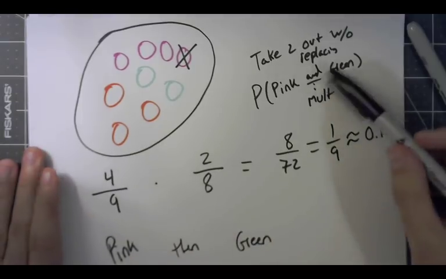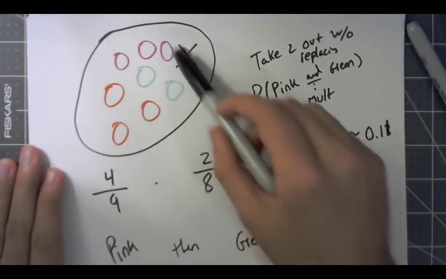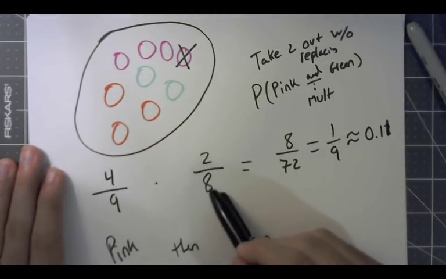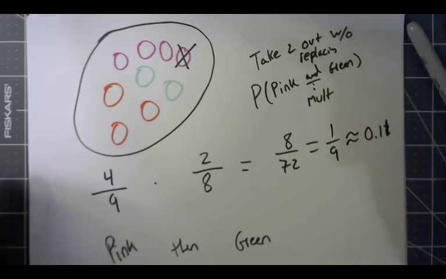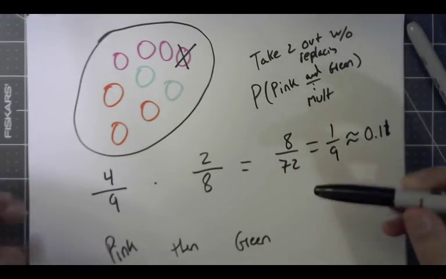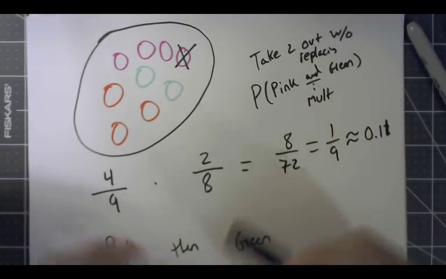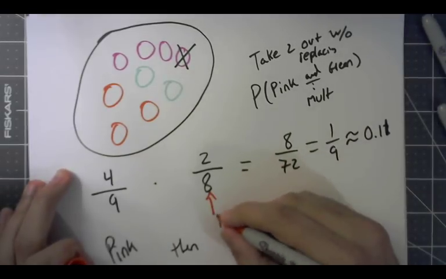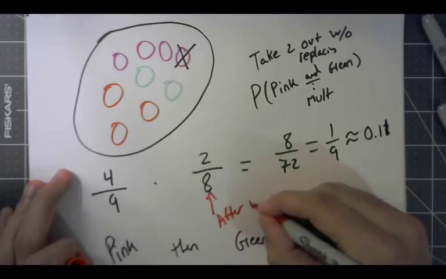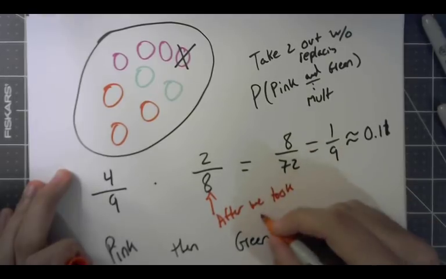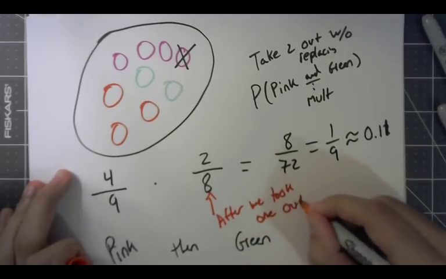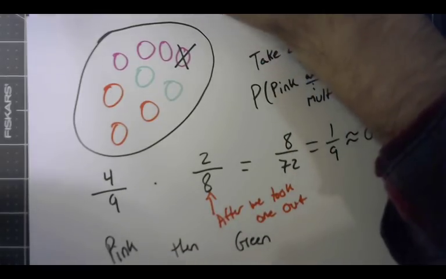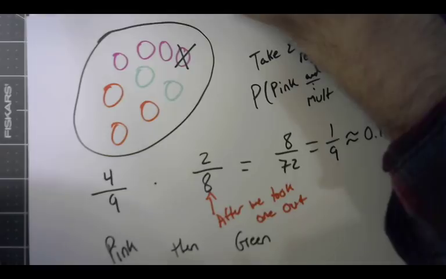So we have an AND problem where we have a pool of things, and we're taking things out and not replacing them. We calculate the probability by multiplying the first one and the second one. This is after we took 1 out. That's the big thing. Those are the things we need to remember from chapter 0.